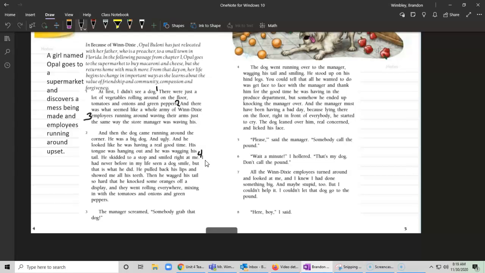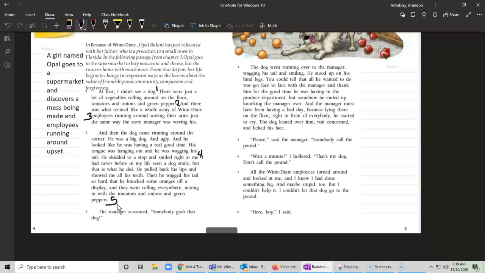I had never before in my life seen a dog smile, but that is what he did. He pulled back his lips and showed me his teeth. Then he wagged his tail so hard he knocked some oranges off a display. And they went rolling everywhere, mixing with the tomatoes and onions and peppers. Huh, so he keeps making that disturbance. So I'm going to label that number five.